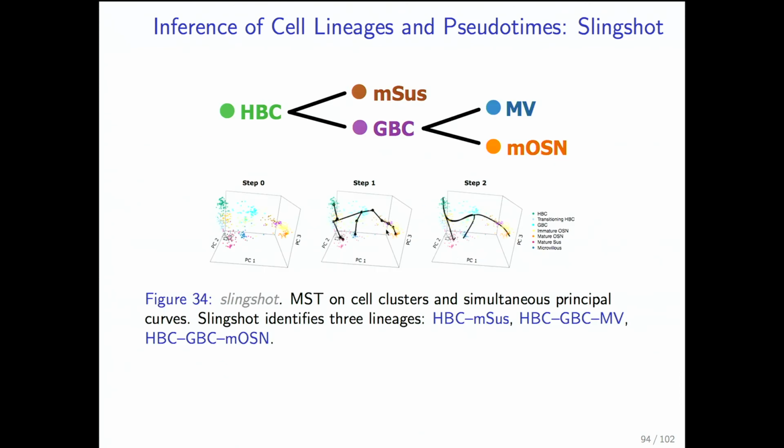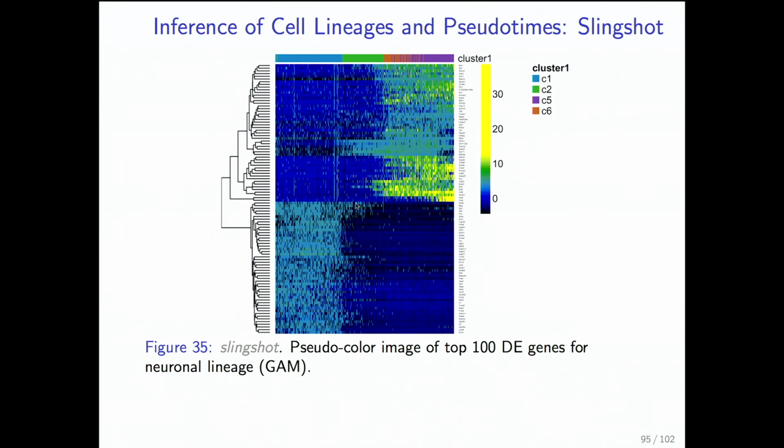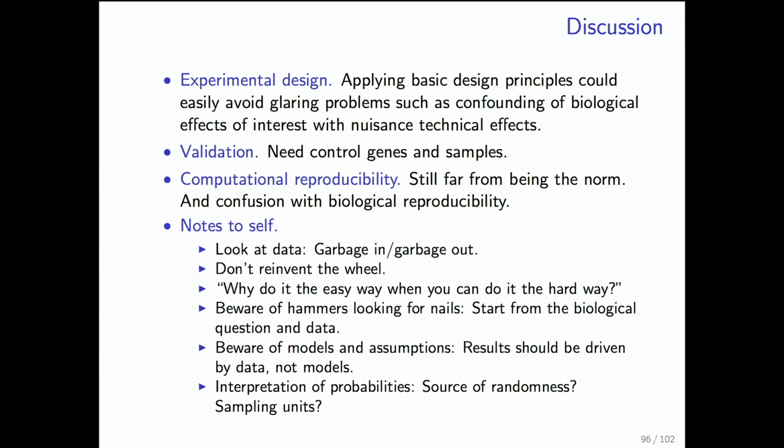So this is sort of the diagram for what Slingshot does. Dimensional reduction, the MST, and then the smooth principal curves. And this is a heat map of genes that were found to be differentially expressed across the first lineage for the neurons. So I'm sorry to rush through that. Just want to make sure I'm finished on time. So I'll end with a few concluding remarks.